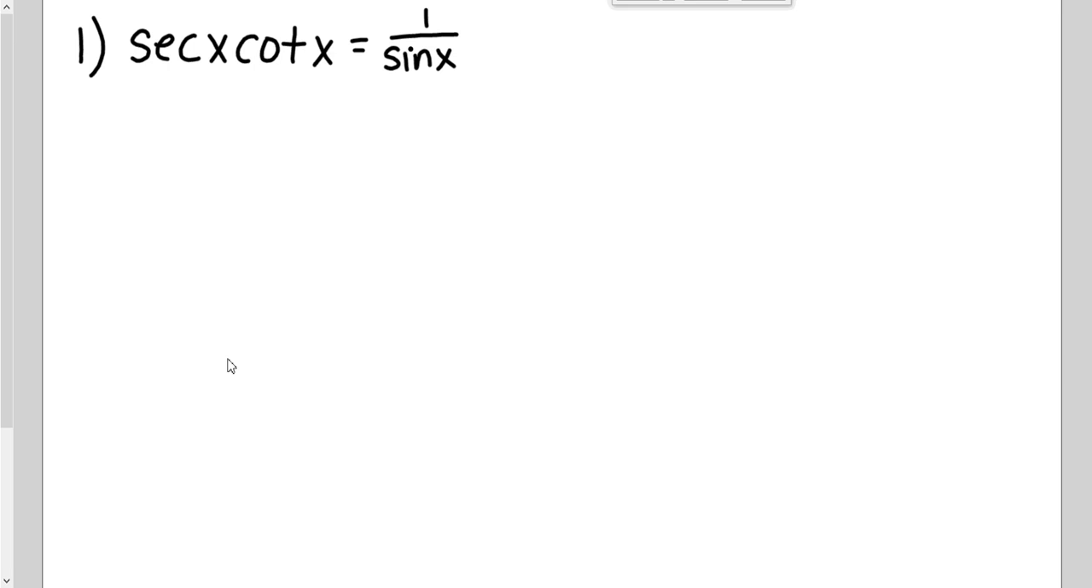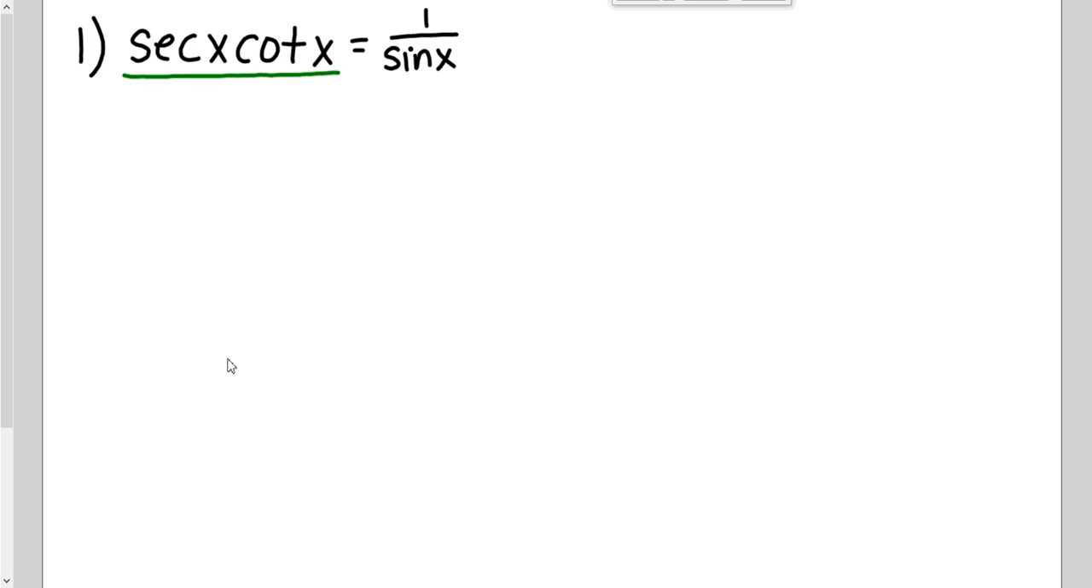The other issue that I saw in 8th period today: you can only work on one side of the equation, okay? You can't work on two sides. So you need to pick a side to try to match. I'm going to pick making this side, the left side, match the right side.